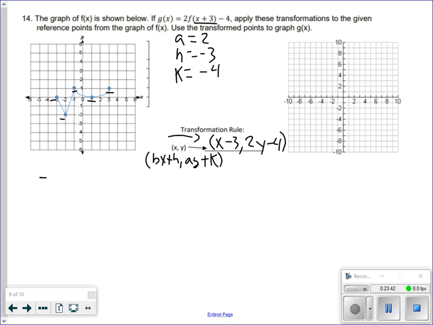So the first one we have is negative 3, 0. Or actually, I'm just going to list out all the points. Negative 2, negative 2, negative 1, 1. Then I have 1, 0, and then 3, 1.